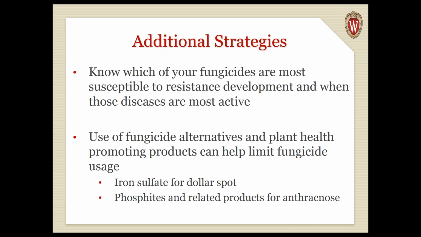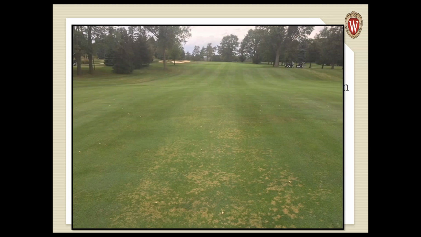We can also use fungicide alternatives or plant health promoting products. These are basically kind of like fungicides, but they have a different mode of action. So iron sulfate on dollar spot is basically kind of a fungicide, but it doesn't have the same mode of action. Phosphites or other plant health promoting products can limit disease without the same selection pressure on the fungus. And here's a quick picture. We're doing some work. We have a GCSAA funded study looking at iron sulfate and urea to control dollar spot.